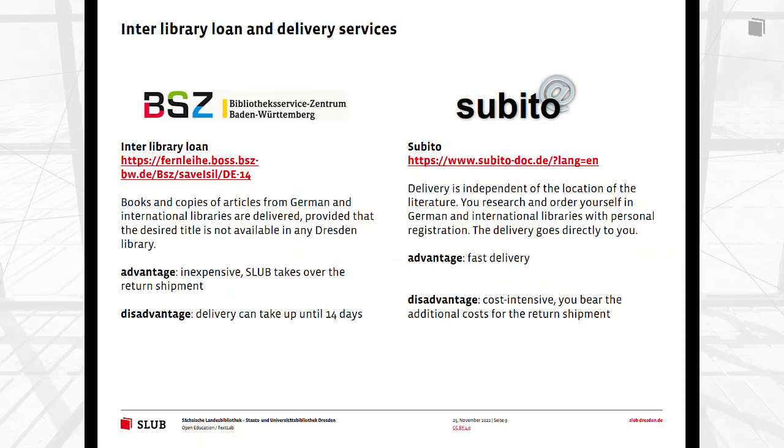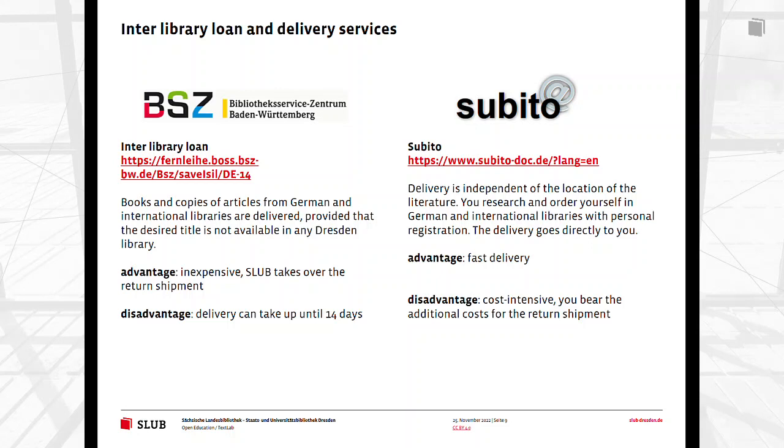Let me explain this in detail. Interlibrary loan and delivery services are a good alternative for getting literature that is not available at SLUB Dresden. You can access the research and ordering portal of the interlibrary loan via the displayed link. Interlibrary loans are used to supply books and copies of articles from German and international libraries when the article you need is not available in any library in Dresden.